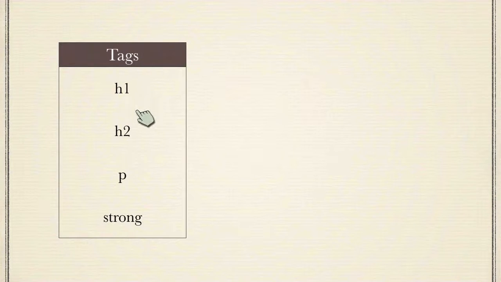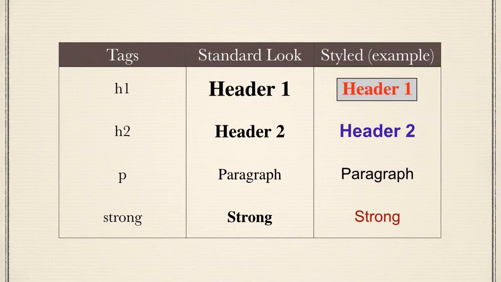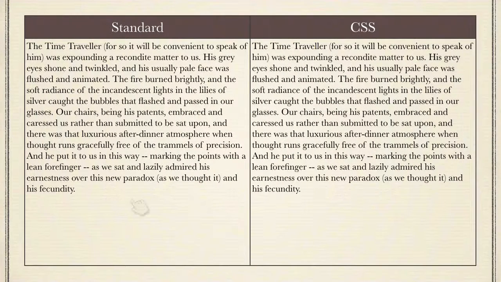The H1 tag, the H2 for our headings, the P for paragraph, and then strong, which is usually shown as bold. This is what they generally look like, the headings being larger and the strong being bold. And this is an example of what we could change them into, changing the colors, changing borders, changing fonts, changing backgrounds, and more. If we take a look at a paragraph, on the left-hand side we have the standard paragraph without any styling from CSS.